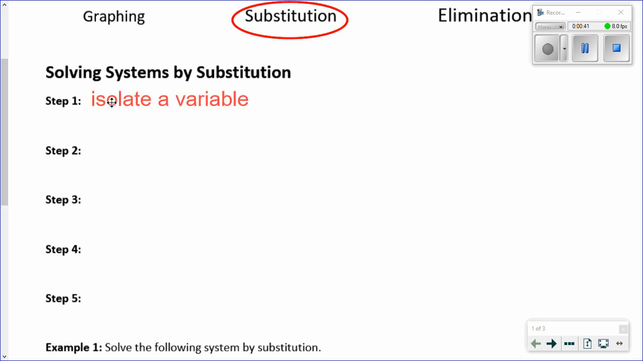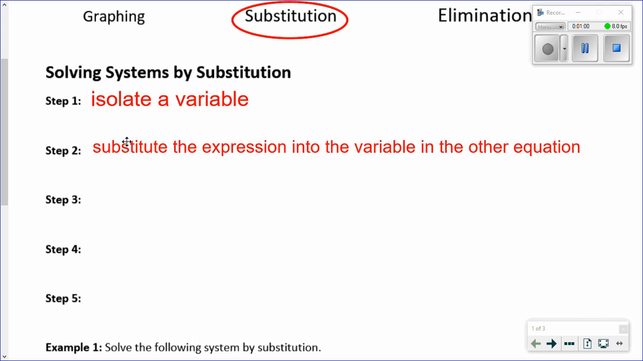So step one is to isolate a variable. It doesn't really matter which variable you isolate. Most likely there's going to be one that's really nice and easy to isolate, probably has no coefficient, which is really nice. But it doesn't really matter. So you just pick a variable and isolate it. Then you're going to substitute the expression that the variable is equal to into the other equation. This all sounds very complicated, and wording wise it kind of is. Once we do it, it'll make so much sense.